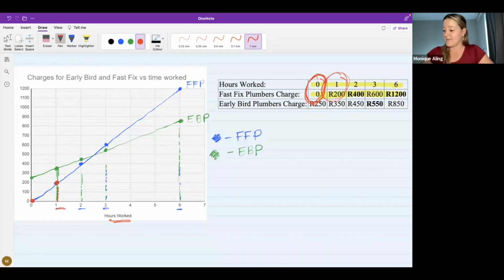Then you look at the table again at 2 hours, it's 400 Rand. So you follow the line up until 400 Rand and you plot your points. There always needs to be 2 values that meet, so you can plot your point in the graph. And you go all the way up to 6 hours.